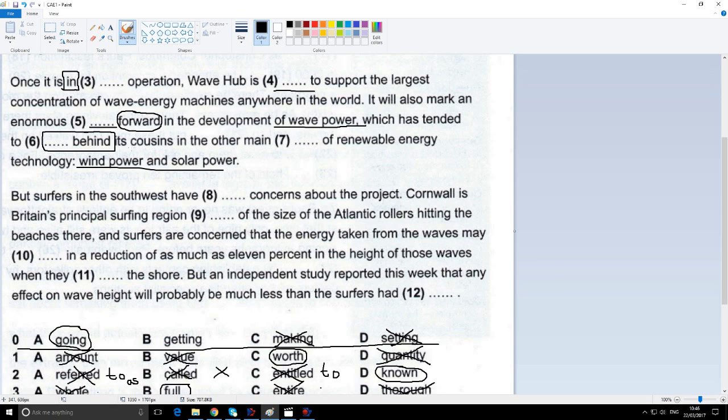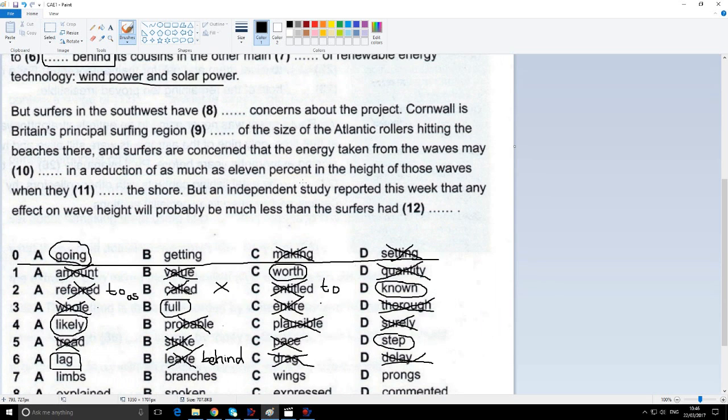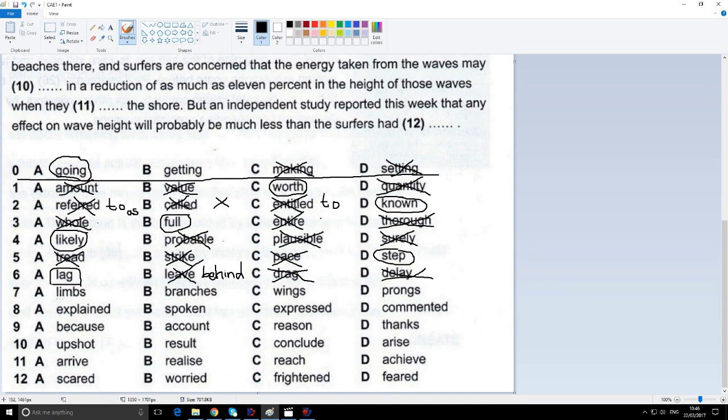Okay, let's come on to the next one. Its cousins in the other main something of renewable energy technology. So the other main limbs, the other main branches, the other main wings, the other main prongs. So we need to choose a word which means the other types of renewable energy. We don't use prongs to talk about types. We don't use wings to talk about types. We don't use limbs to talk about types. Limbs means your arms and legs. We do use the word branches though, don't we?